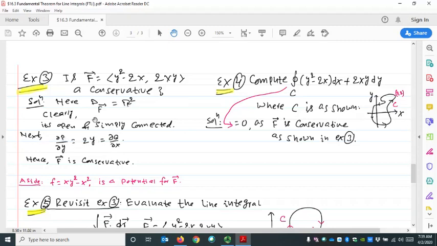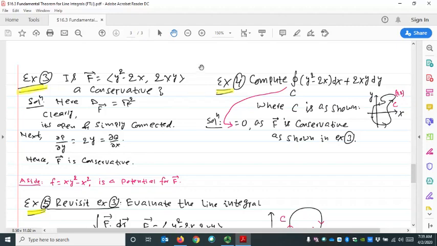So next, let's find the partial derivatives. This is P, this is Q. The partial derivative of P with respect to y is 2y. The partial derivative of Q with respect to x is simply 2y, so these two are equal, hence f is conservative.